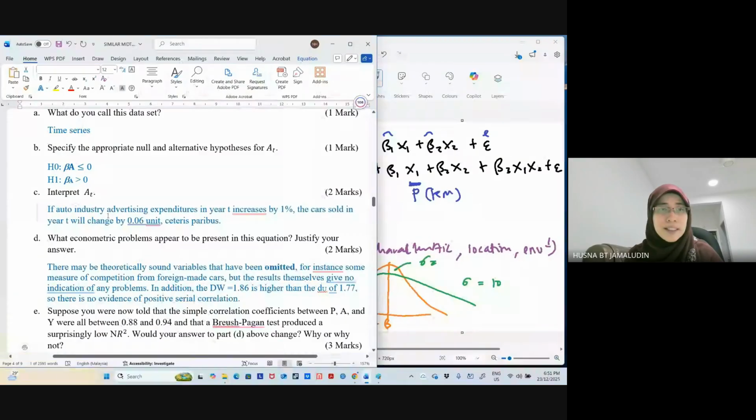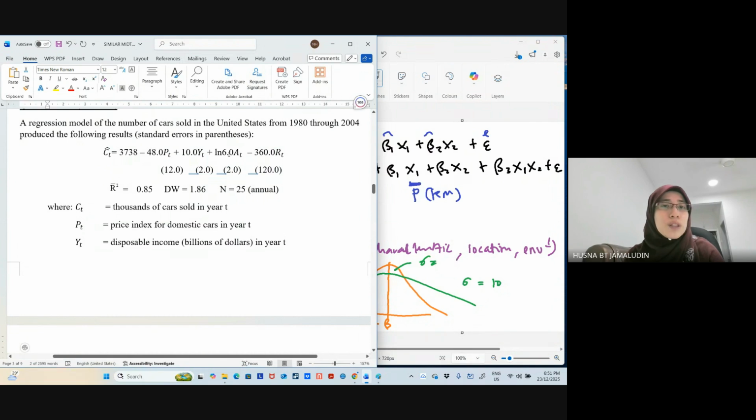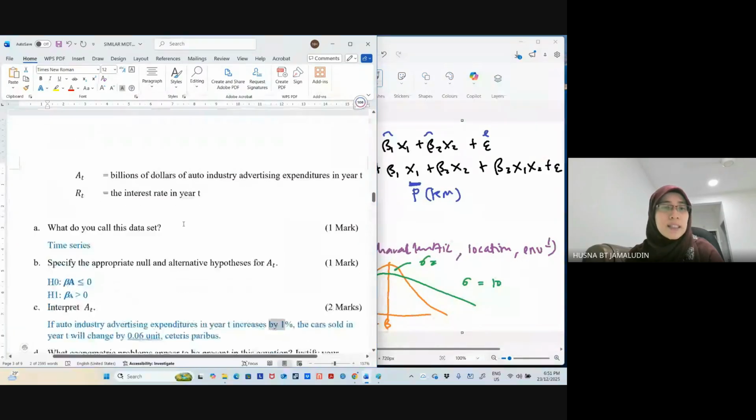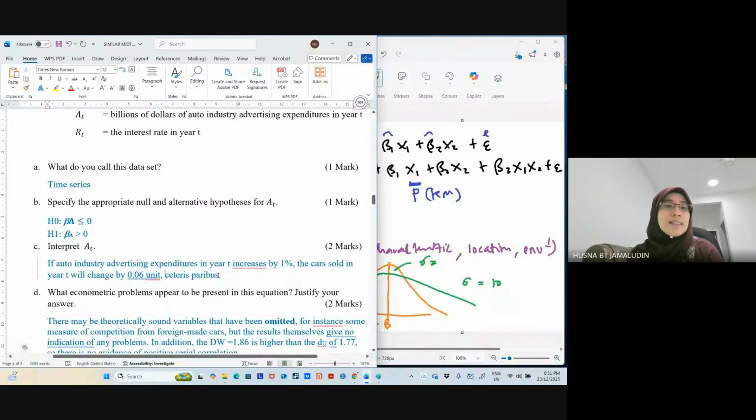Okay, so let's see. You can also read this, but we can say when your advertisement increases by 1%, log, right? The cars sold in year T will change. You have to divide by 100. Whatever the value you got here, the value is 6.0. So you have to divide by 100. So you will get 0.06 unit, comma, don't forget comma. Ceteris paribus. Or you can say holding all other variables constant.